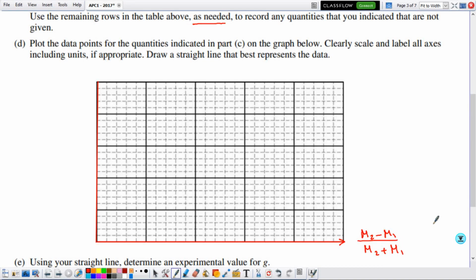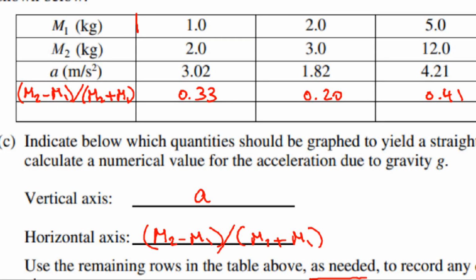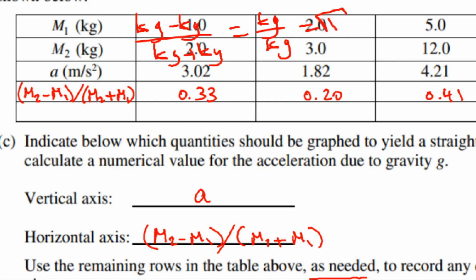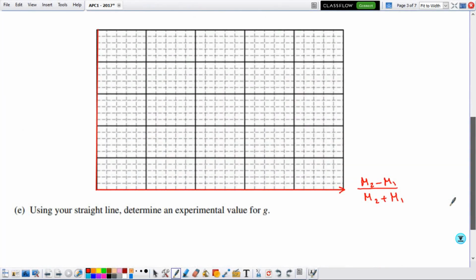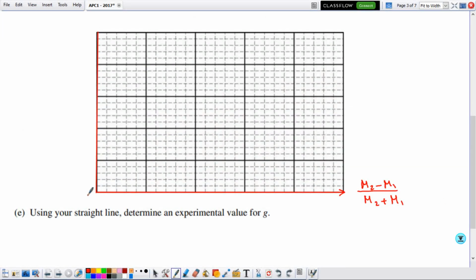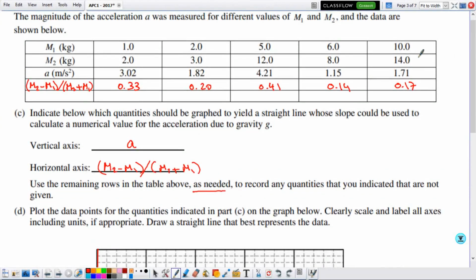Now we need to include the unit. Remember that for the fractional mass I didn't include a unit. Why? Because kg minus kg over kg plus kg would give you kg divided by kg, which is basically 1, so no unit. For this reason here I didn't represent a unit, and here I won't represent a unit as well. Now, we always start from the origin. Before I split the axes, we need to take a look at the values that we have. The values of the fractional mass basically range from 0.1 up to 0.4.